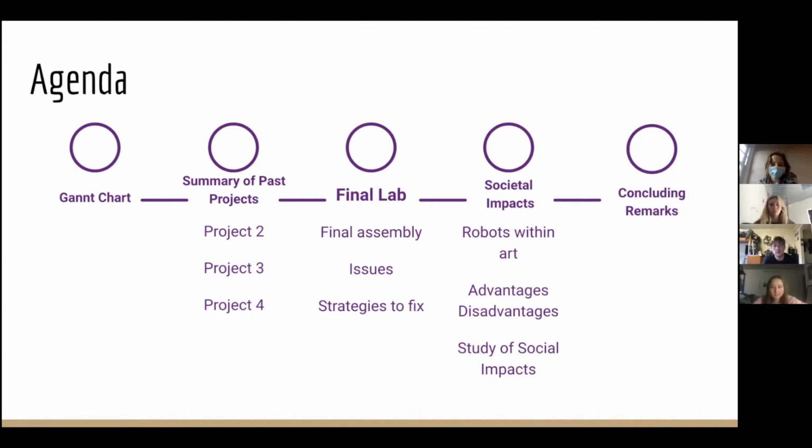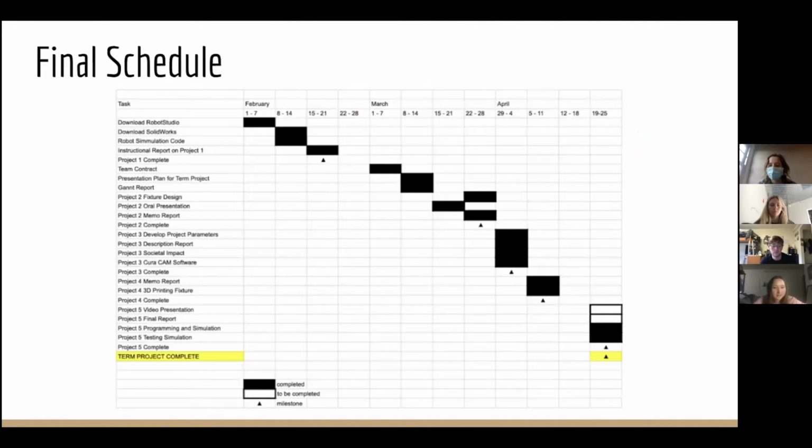We will then transition into discussing Project 5 and how it was completed through our final lab session. We will then reflect on what we learned from this final lab session and difficulties encountered. Finally, we will discuss the social implications of robots within our industry and discuss our study of it. We will conclude with remarks on all that we've learned throughout the semester in industrial robotic programming and why this is important moving forward. I will now pass it over to Anna, who will discuss our Gantt chart used throughout the year. Thank you, Abbie.